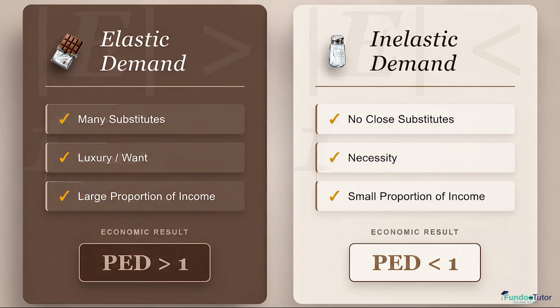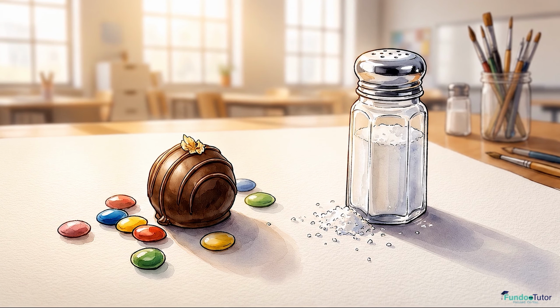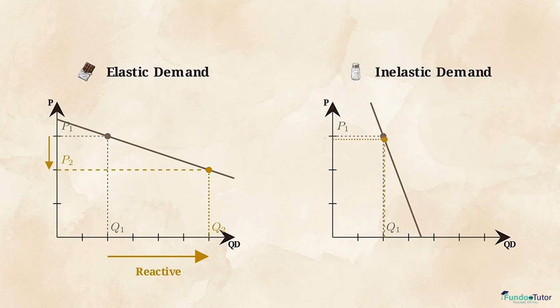Salt sits on the opposite end of the spectrum. It has no close substitutes, it is a physiological necessity, and it accounts for a tiny fraction of a consumer's total budget. A product's elasticity is dictated by consumer necessity and the availability of alternatives. These factors make chocolate demand reactive to price shifts, while salt demand remains resistant.